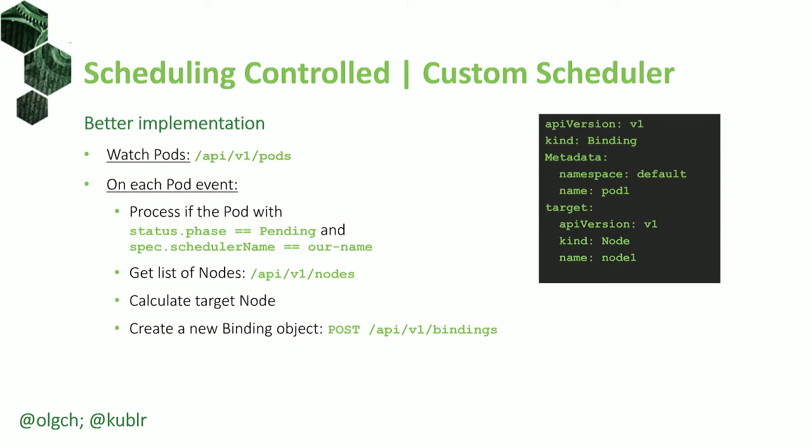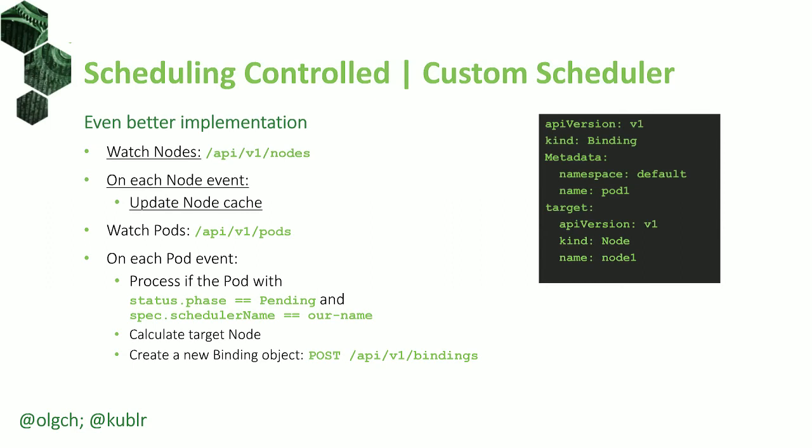This is a somewhat naive implementation and suboptimal, because in larger clusters, requesting full information about all nodes and pods in the cluster can take a long time and a lot of resources. So a better way of implementing it would be creating a model of the cluster in the scheduler's memory, only watching changes on nodes and pods, updating its own cache with that information, and recalculating scheduling when necessary.